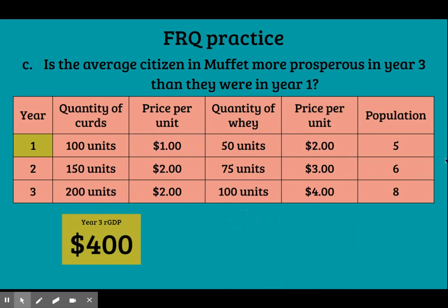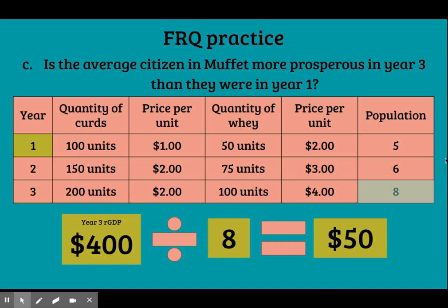The next step is to get the real GDP per capita for year 3. The population in year 3 is 8. Congrats on the growing population. And we'll divide the GDP by the population, and you get a GDP per capita of $50.